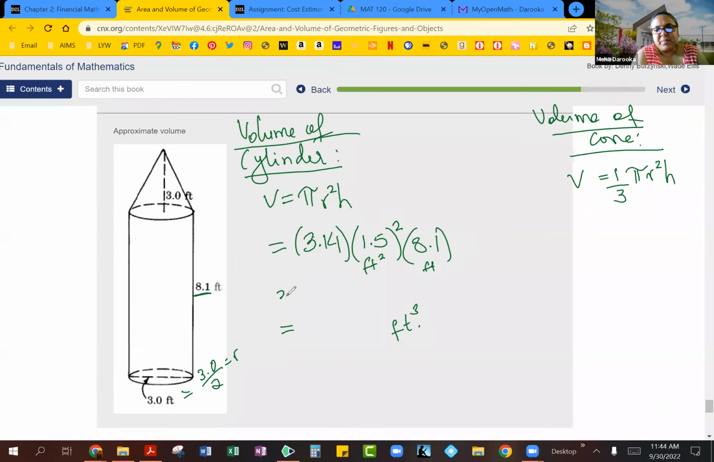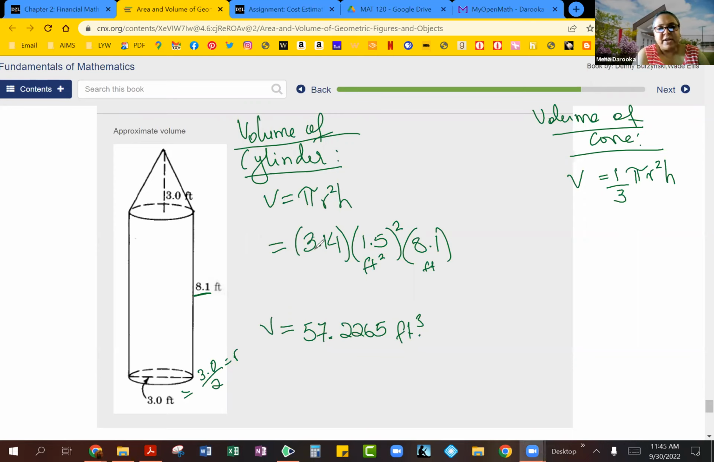You're basically taking 3.14, multiplying it with 1.5 times itself, and multiplying it with 8.1, right? So those would be the 4 numbers that you multiply together, and that should end up giving you, as you guys have, 57.2265. And as I said, this will be in cubic feet. And this would be the volume for the cylinder part.